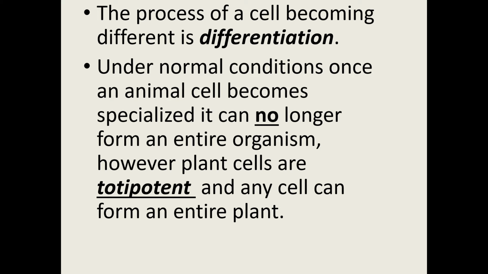So the process of a cell becoming different is differentiation, and that's what happens when a cell specializes. So under a normal condition, once an animal cell becomes specialized, it can no longer form an entire organism. So if you take a heart cell, you can't grow that heart cell into a human being. However, plant cells are what are called totipotent, and that means that you can take any cell from a plant and you could grow an entire plant from that cell. It'd be difficult, but it's possible. And that's what totipotent means.